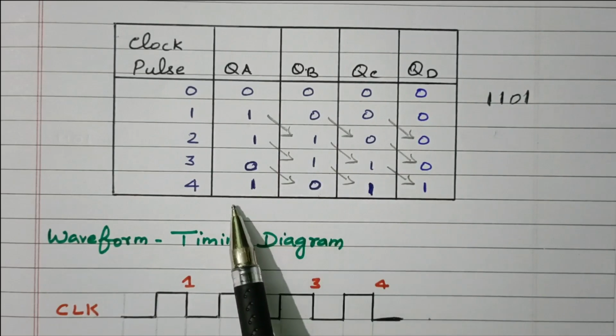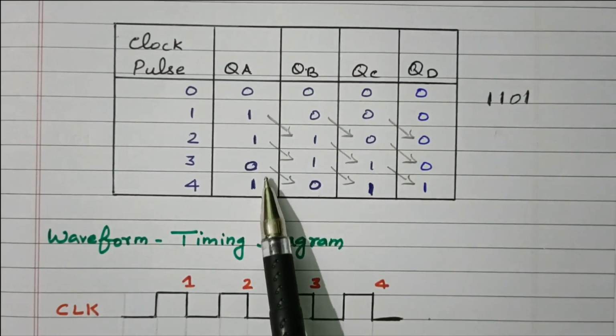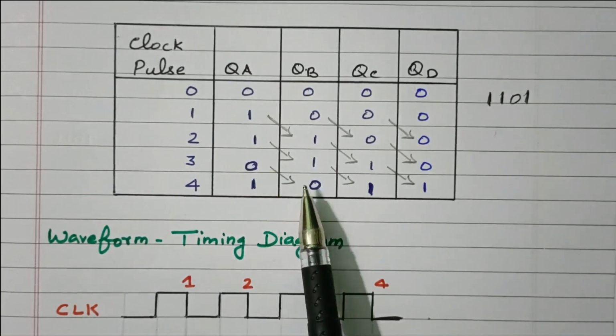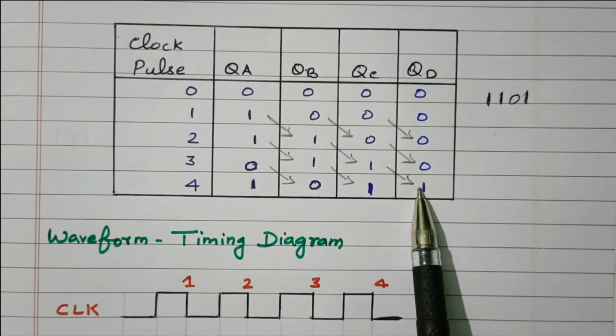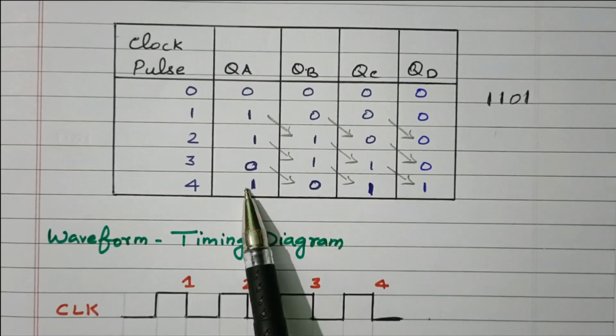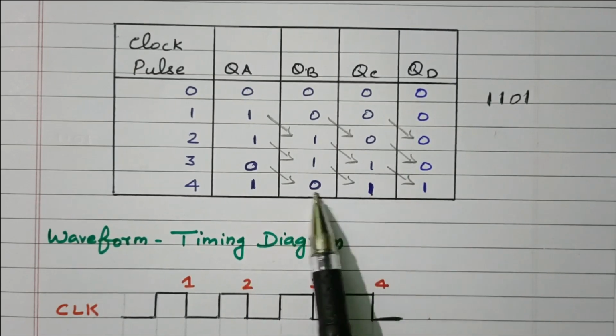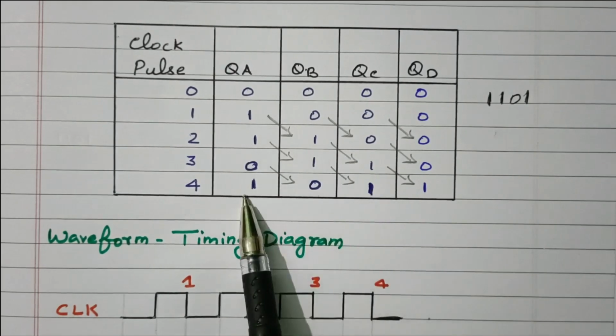Right. Now in the fourth pulse we are applying 1. This fourth data is 1. Now what will happen? This 0 is shifted to the second flip-flop. This 1 is shifted to the third flip-flop. This 1 is shifted to the fourth flip-flop. So finally what we have? 1, 0, 1, 1. Starting from the MSB we can write 1, 1, 0, 1 as the output.